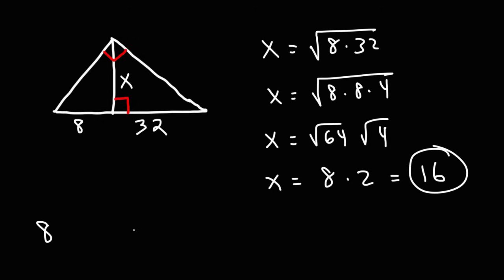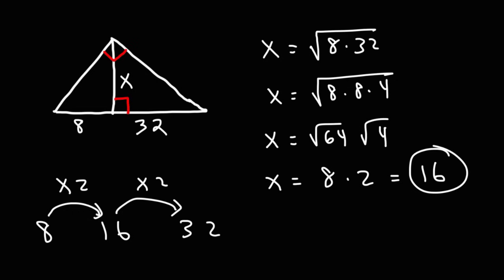Now let's think about this. Why is 16 the geometric mean of 8 and 32? Well, if you multiply 8 by 2, you get 16. And if you multiply 16 by 2, you get 32. That's why 16 is the geometric mean between 8 and 32. If you have a geometric sequence, 16 will be in the middle of 8 and 32.